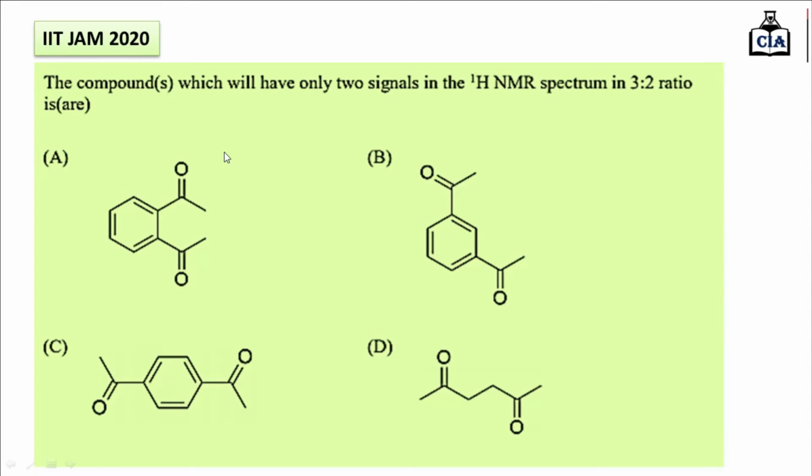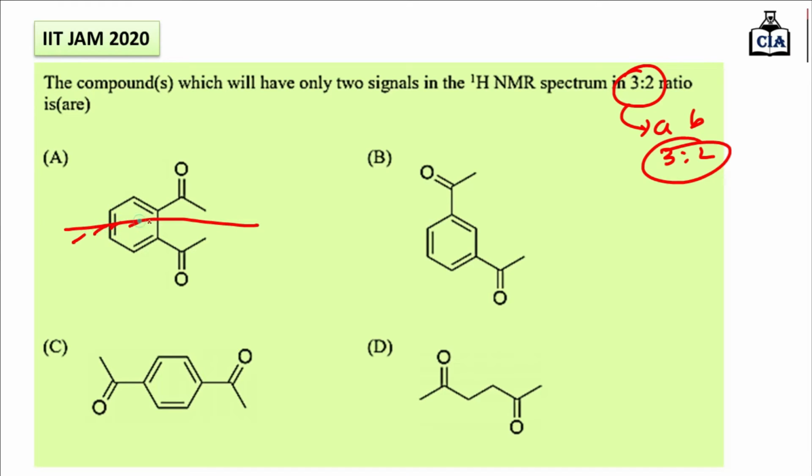Now the next question from IIT JAM 2020. In this question we have to calculate the total number of compounds which will have only 2 signals in the 1H spectrum in the 3:2 ratio. This 3:2 ratio indicates that there are a total of 2 types of proton which will give signals in the 3:2 ratio. So just calculate the different types of protons, which will give different NMR signals in the spectrum, and the total number of signals.